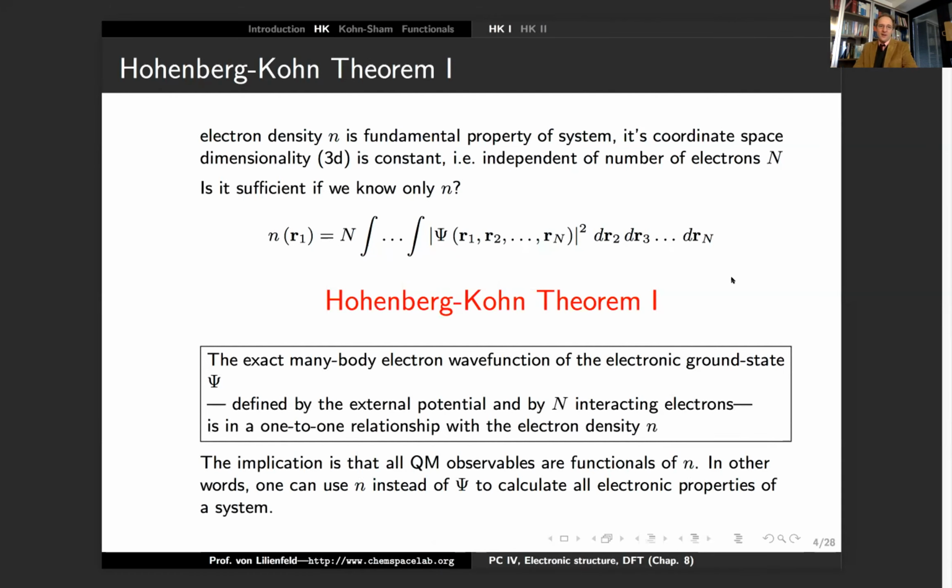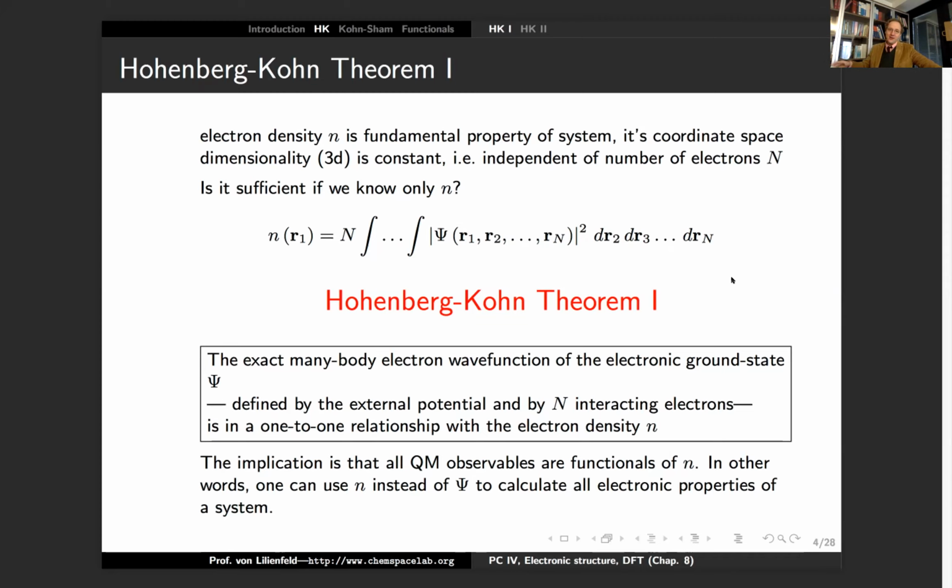So in theorem number 1, we can show that the exact many-body electron wave function of this electronic ground state psi, as it is defined by the Hamiltonian, that means by the external potential and the n interacting electrons, is in a one-to-one relationship with this low-dimensional single particle electron density. If this is true, the implication is gigantic. It would mean that all QM observables could be written down as functionals of the electron density.